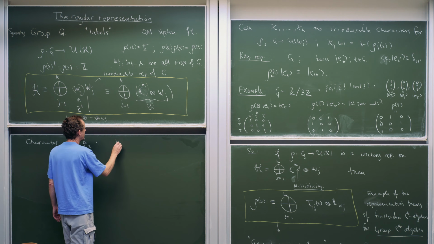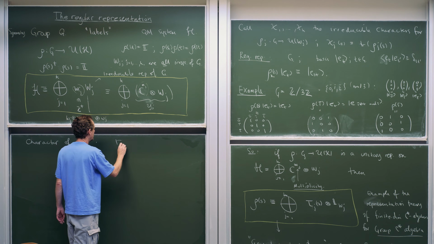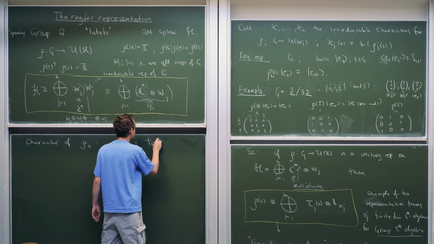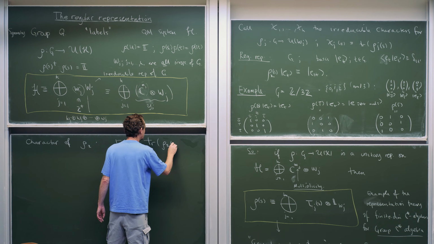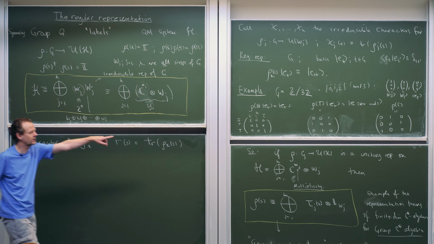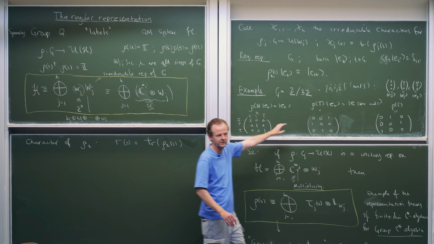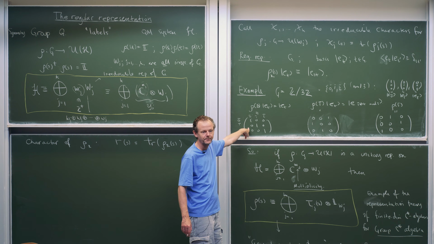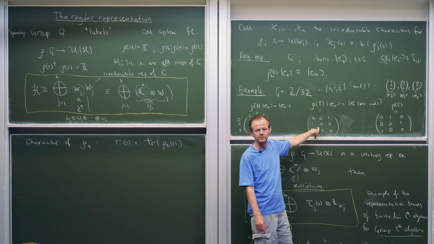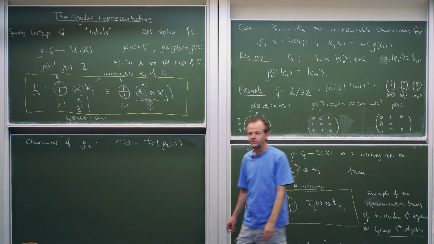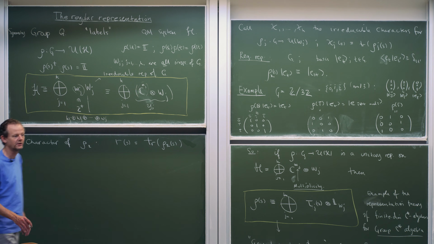What's the character of it? Well, the character is going to be called chi R, and by definition it's the trace of R of S. Now let's look at our little mini example, and we're going to notice something. It should jump out at you straight away. The trace of the identity is 3. The trace of this is 0. The trace of this is 0. That's no accident. For the regular representation, the trace of every element except for the identity is 0.